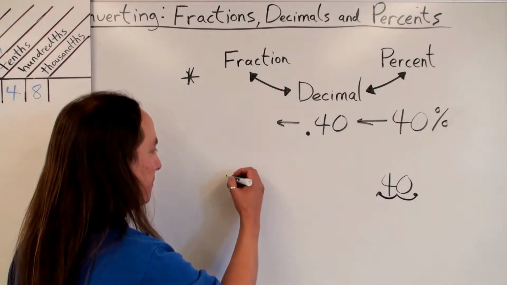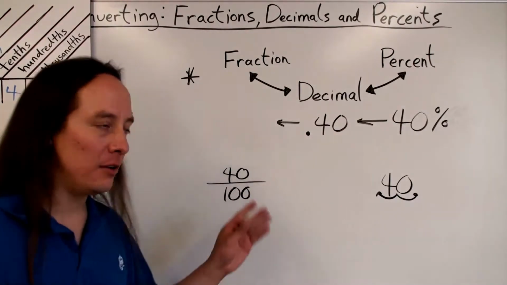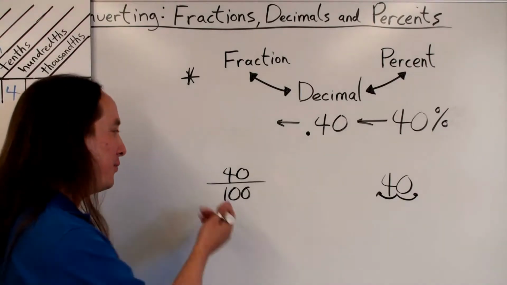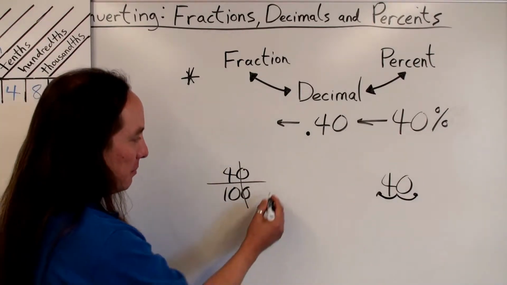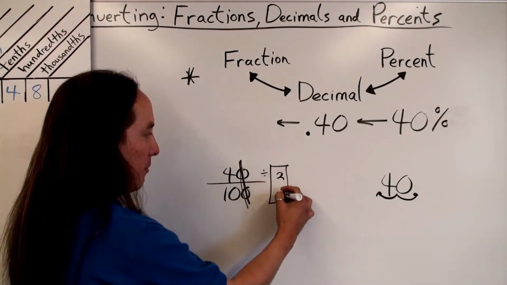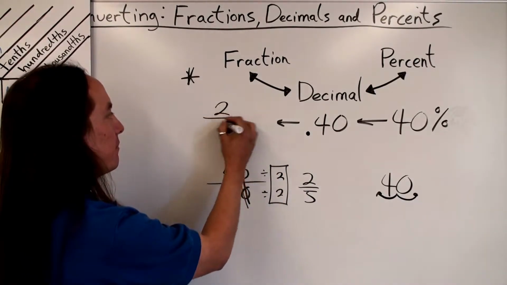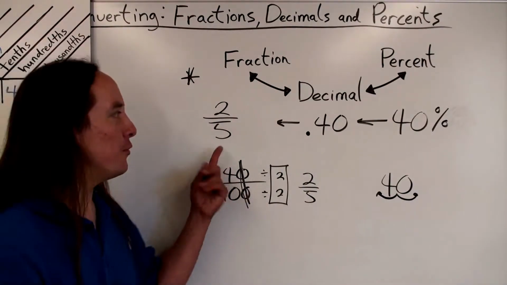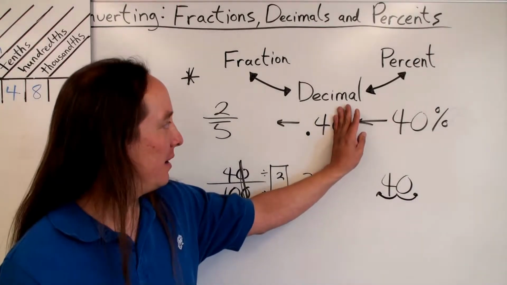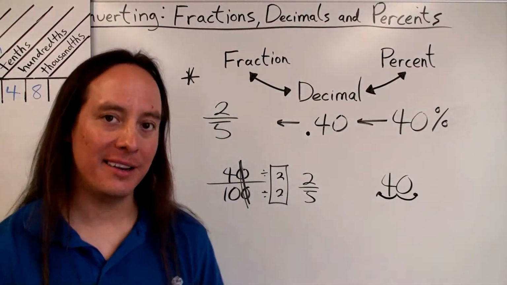All right, so I'll go ahead and put it here. 40 over 100, because it's two place values over to the right of the decimal point, okay? And remember, fractions cannot be left in this form, so I'll just start reducing. I'm canceling the zeros. I'm going to divide both of them by 2, and that would give me 2/5, okay? So that's what we're saying here. 2/5 is equal to 40 hundredths, or 0.40, or just 0.4 for that matter. Okay, and then it's equal to 40%, all right?